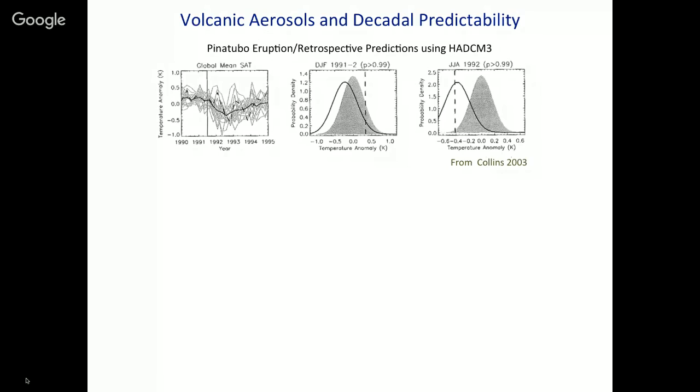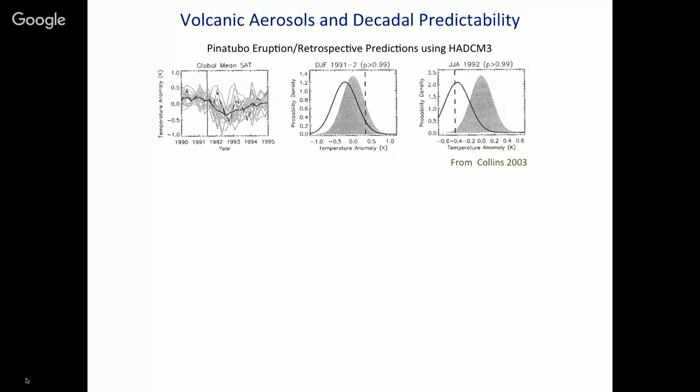Essentially what people have tried to do is, of course, you cannot control when and where volcanoes will erupt, but once an eruption has happened, you can use this fact and do some decadal predictions or longer term predictability. What you're seeing here is from a paper by Collins in 2003. They have done some retrospective predictions using this particular model for the Pinatubo eruption. The solid line is the ensemble mean, the dashed thick line is the observation, and the rest of the gray lines are the ensemble members. This vertical line is when the eruption happened.